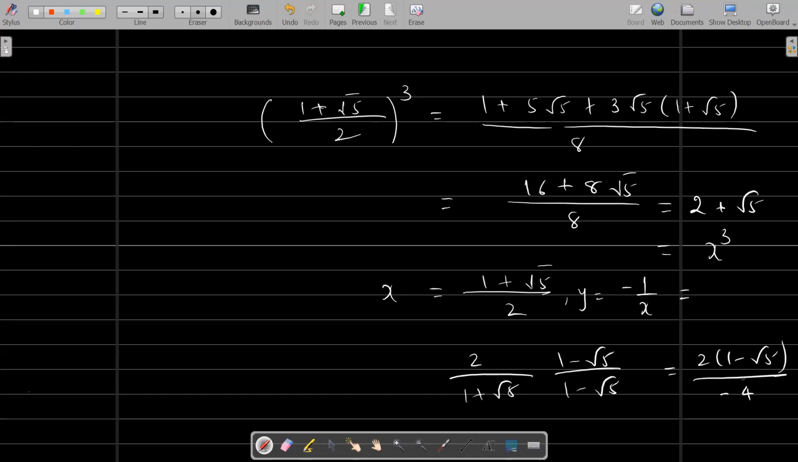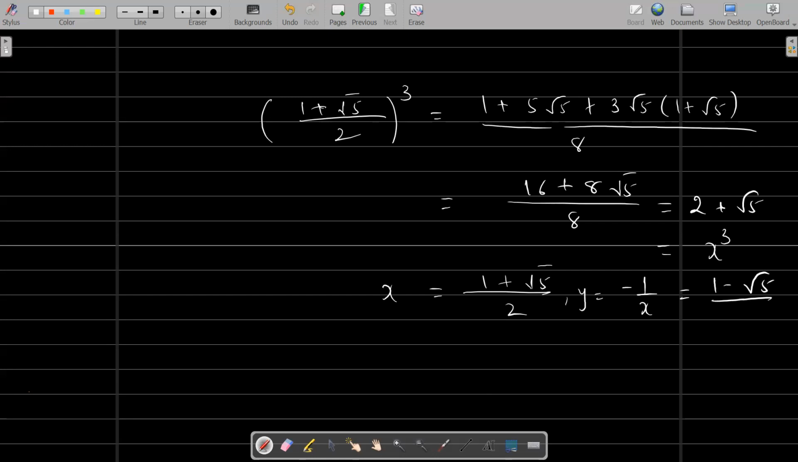So this is 1 by x. Yeah, so see that minus 1 by x is 1 minus root 5 by 2. Check. So once again x plus y turns out to be 1. Right? In fact, what is this 1 plus root 5 by 2? That's the golden ratio. So we'll talk about it when we talk about Fibonacci numbers.